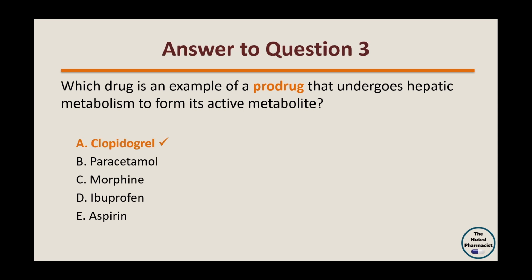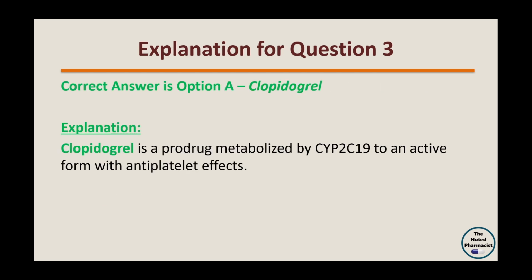The correct answer is option A, clopidogrel. The explanation is as follows. Clopidogrel is a prodrug that requires metabolic activation in the liver by CYP2C19 to form its active metabolite. This active metabolite exerts antiplatelet effects crucial for preventing clot formation.